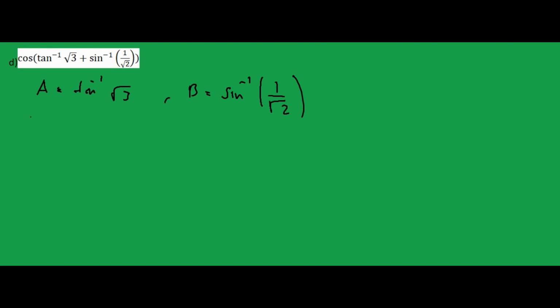So bring the arctangent to the opposite side. You got tangent A equal to root 3, sine B equal to 1 over root 2. So opposite over hypotenuse, 1 over root 2. So this will be 1. Since root 2 squared will become 2, so 2 minus 1 squared, which is 1. 2 minus 1 becomes 1. So this is still 1.